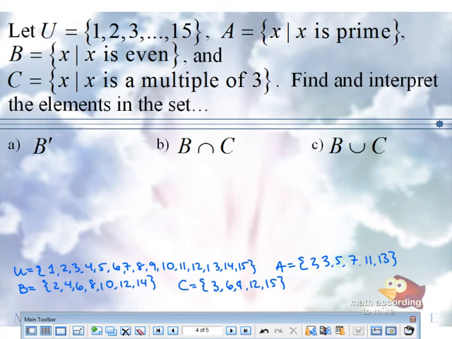So part A is a small review. B prime. That means all the elements of the universal set that are not in B. So in other words, we're taking out the even numbers from the universal set. So you'll say 1, 3, 5, 7, 9, 11, 13, 15. And your interpretation is what you just said. All the odds.